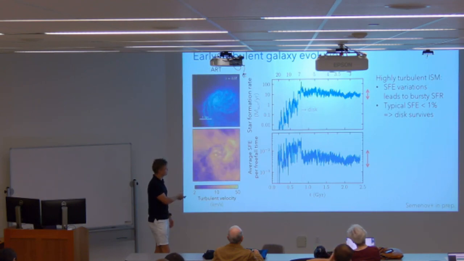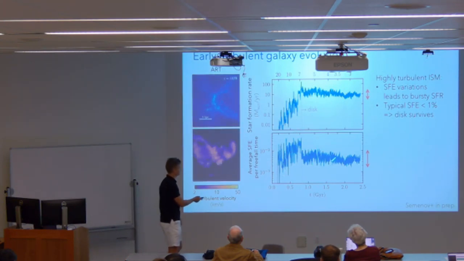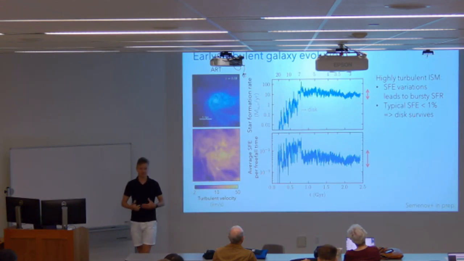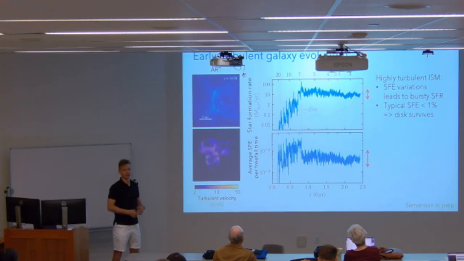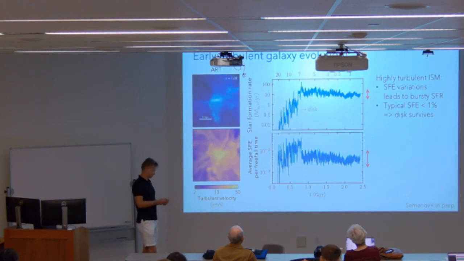And another interesting feature is these significant variations of the star formation efficiency per freefall time. Again, this is the average over all star forming gas in the galaxy, and early on it can vary by more than an order of magnitude and then by a factor of a few. In fact, this variation of the star formation efficiency contributes significantly to the burstiness of the star formation rate in this galaxy. So this is another channel for how star formation can be bursty, which is often omitted in cosmological simulations.